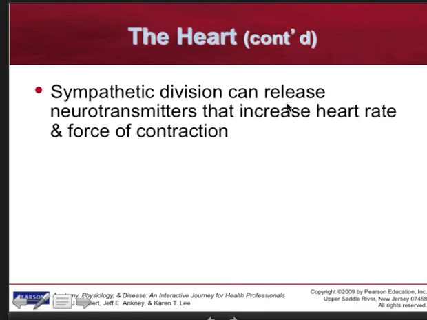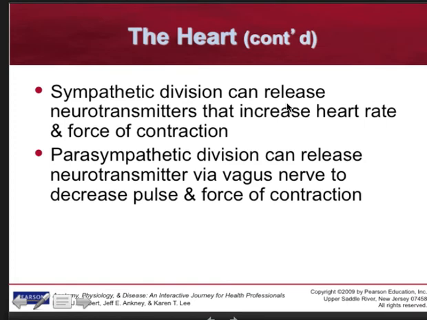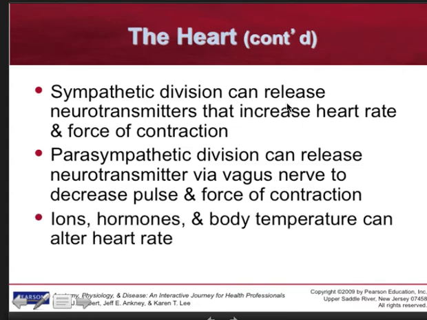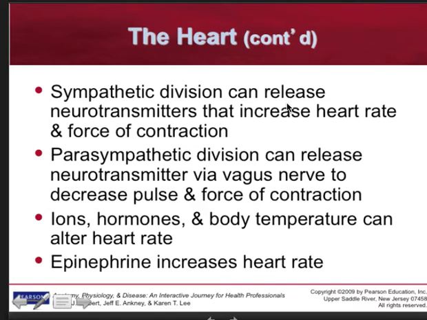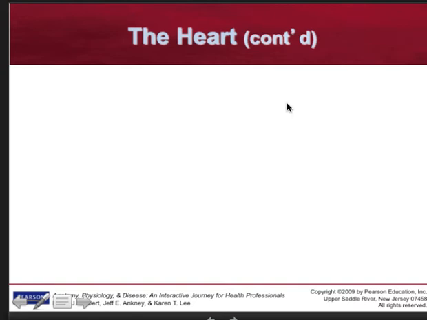The sympathetic division can release neurotransmitters that increase the rate and the force of contraction, and these are primarily epinephrine or adrenaline. And parasympathetic ANS impulses can use the vagus nerve as their method of delivery, and this decreases the pulse and force of contraction. Ions, hormones, and body temperature can also alter the heart rate, and epinephrine can increase it. And so none of these really are surprises when you think in terms of what the body needs depending on changing conditions and when it needs it.